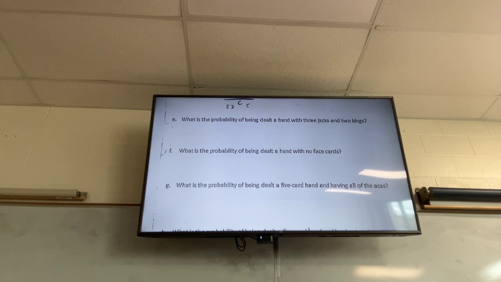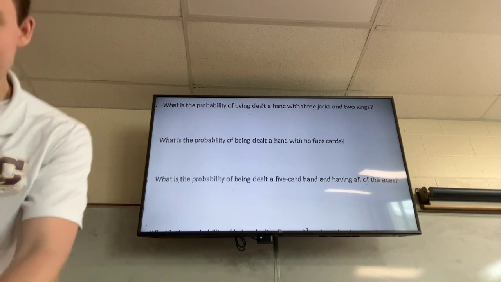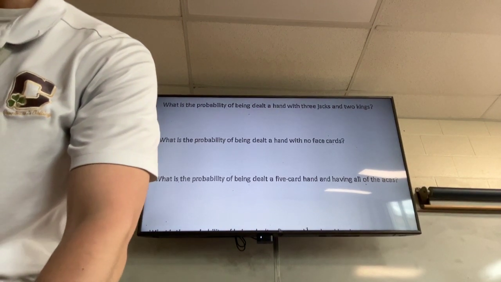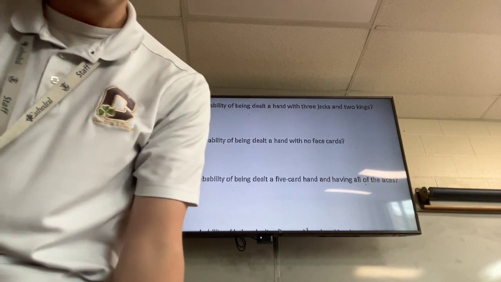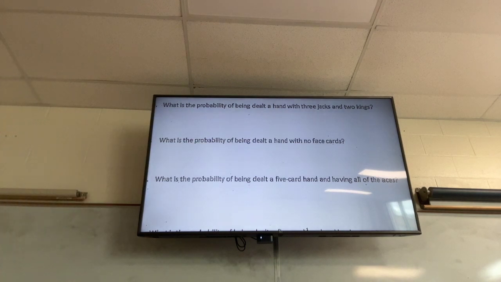Anyway, what's the probability of being dealt a hand with 3 jacks and 2 kings? 3 jacks and 2 kings. What do you think? What are we thinking? You just add those over 52. You add them, and multiply. Yeah. So what's the probability?